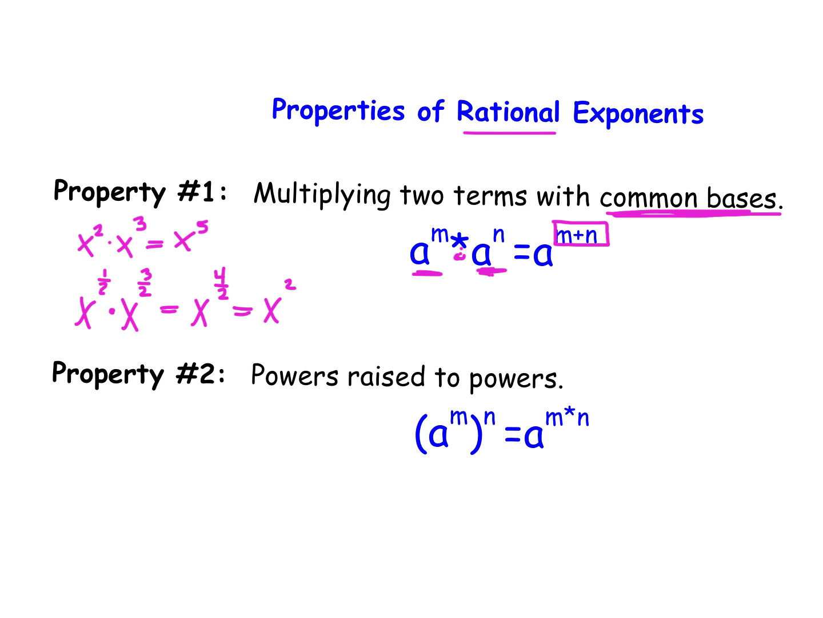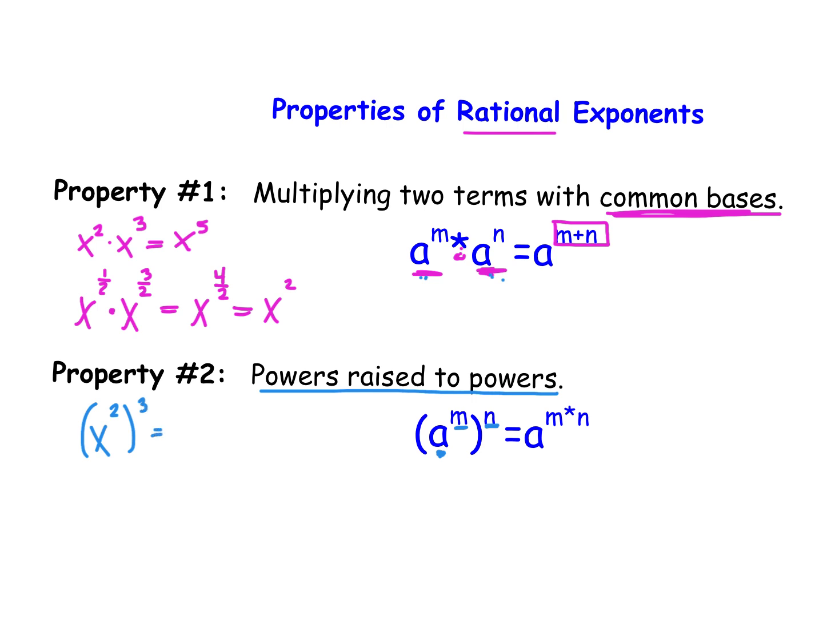The second property we're going to look at here is called powers raised to powers. When we take a look at this one, hopefully what you're noticing is that we have a base inside of parentheses, and we have a power that is then raised to another power. So notice it's different. There aren't multiple bases that are common. In this case, we have a to the power of m then raised to the power of n.